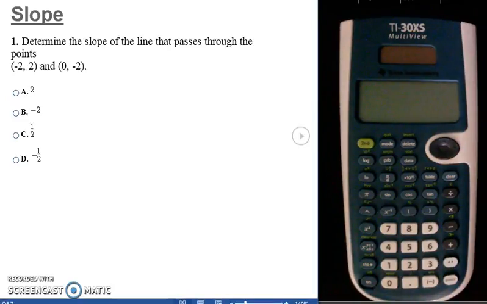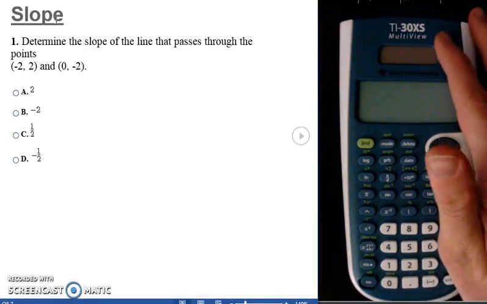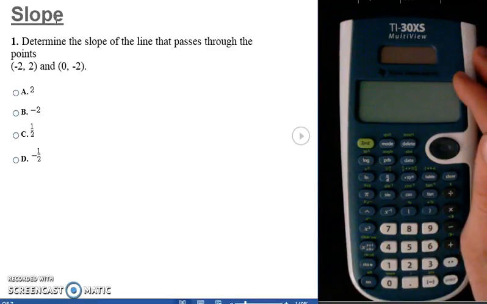Hello! Today we're going to be going over how to calculate slope problems that are found in the Study Island lesson Slope under the Algebra 1. And I'm going to be showing you how you can do these problems on the calculator without having to use the pen or pencil on the TI-30XS MultiView calculator by Texas Instruments.